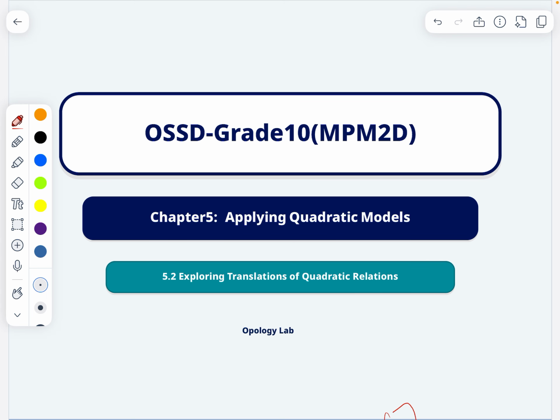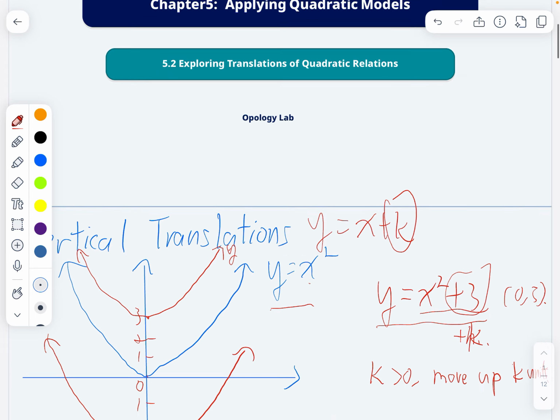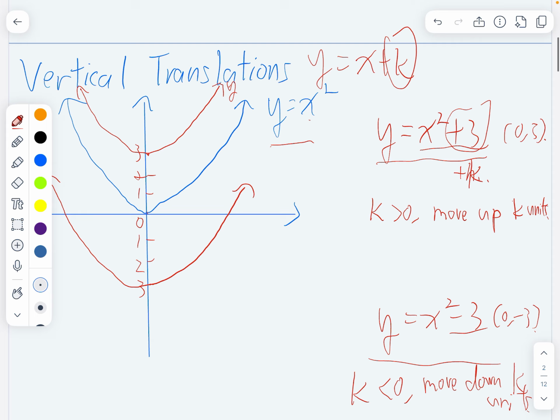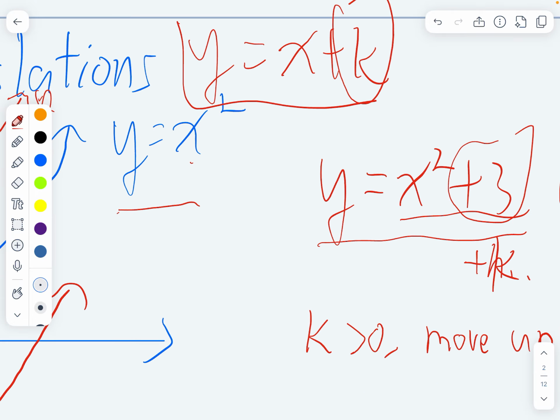So in this section, we're going to discuss the translation of quadratic relations. The first one is called the vertical translation. Vertical translation means the graph can move up or move down. Let's see the general form. It's called y equals x squared plus k.